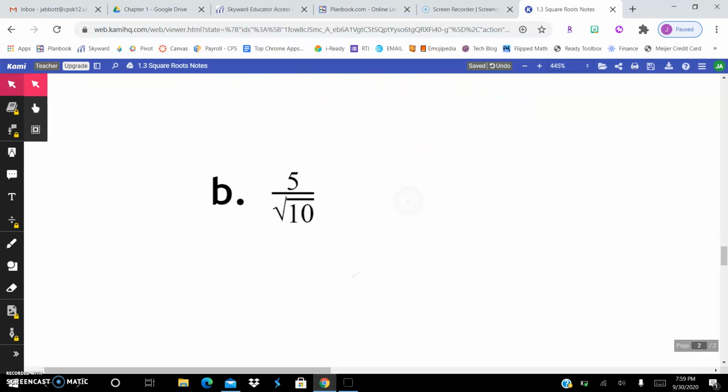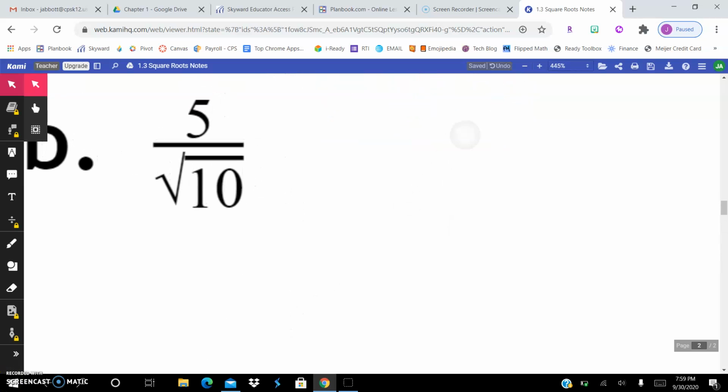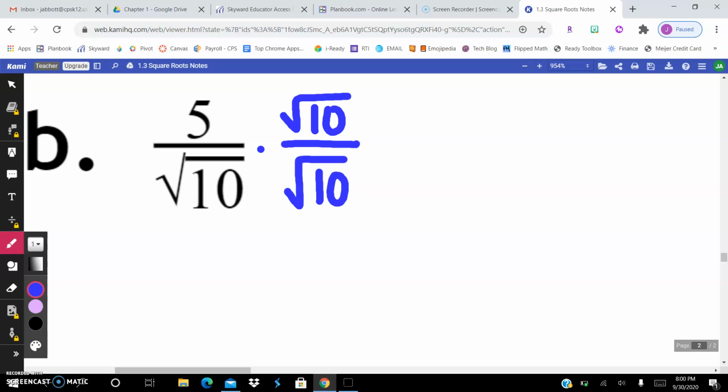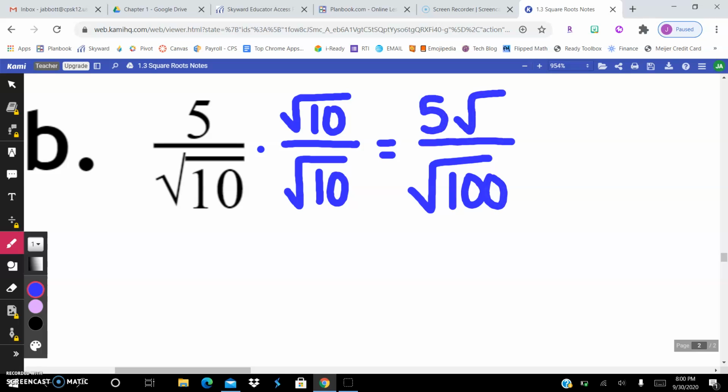And our next one is 5 square roots of 10. And we want to multiply that 10 by something that is going to be in our perfect square list. And the only number in that list that ends in a 0 would be 100. So in order to get that, I'm going to have to multiply by 10. So I'm going to times by the square root of 10. And if I do it to the bottom, I have to do the same thing at the top. And at the bottom, I'm going to have the square root of 100. And at the top, I'm going to have 5 square roots of 10.